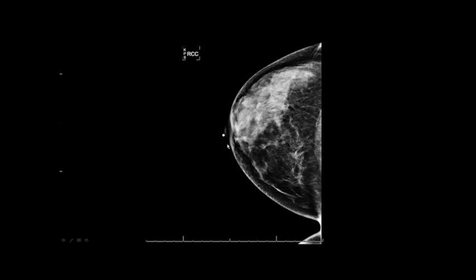I like the CC view. The nipple's centered. There's muscle, retroglandular fat, medial tissue, and lateral tissue. The end of the parenchymal pattern isn't on there perfectly, but it's a good image. Just be careful that there's not an air gap here. There's a black triangle here that can indicate medial air gap.